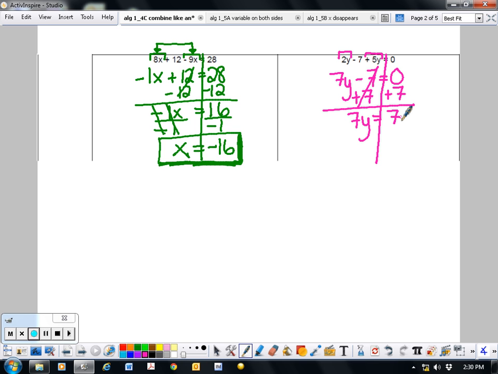Now this is a 7 right next to the y. So again, that's indicating multiplication. To undo multiplication, I divide. So divide by 7. 7 divided by 7 is 1. 1y is the same thing as y. And here, 7 divided by 7 is the number 1. And that's our answer.